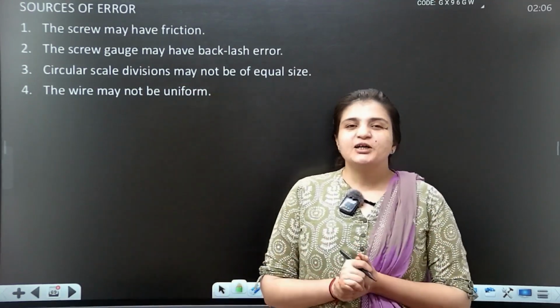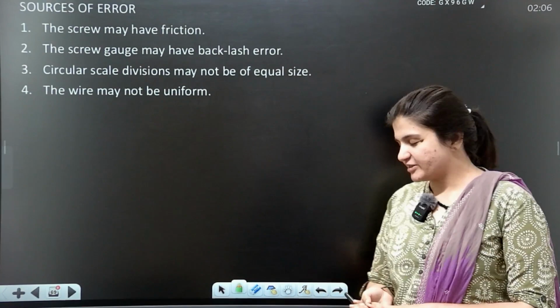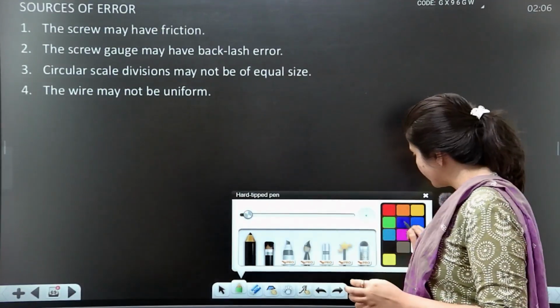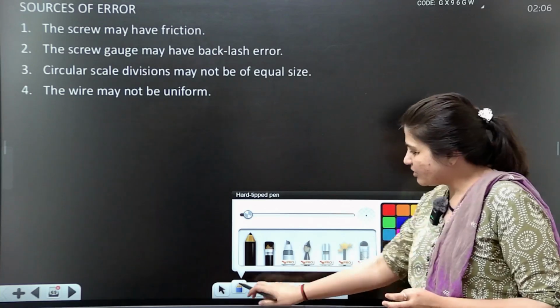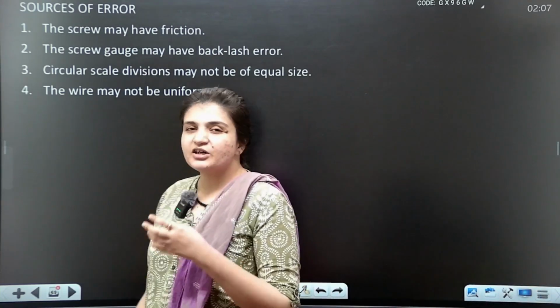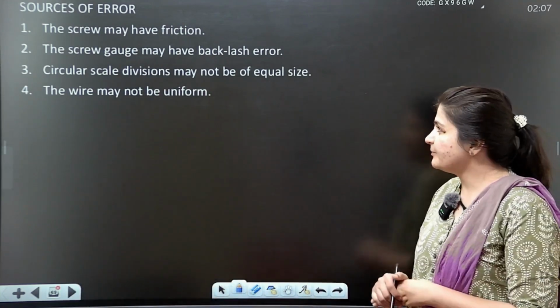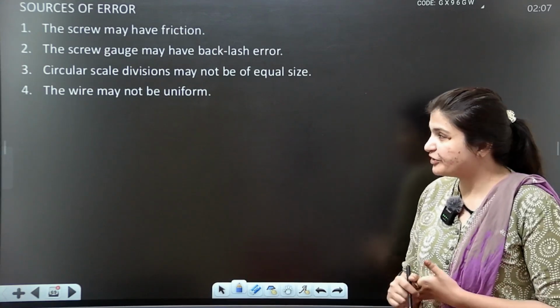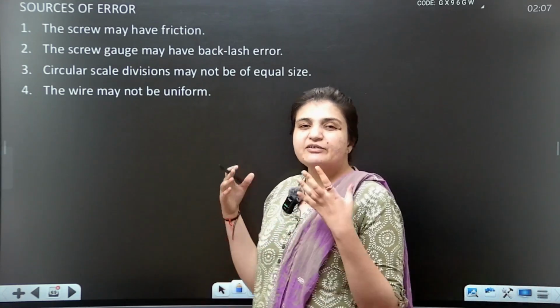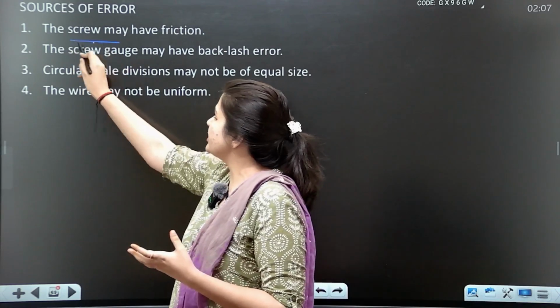Okay students, now we will talk about the sources of errors. In this screw gauge, we have gone through the precautions, and now we come to the sources of error. So what are the sources of error? The screw may have friction. There can be a case that these screws have friction.